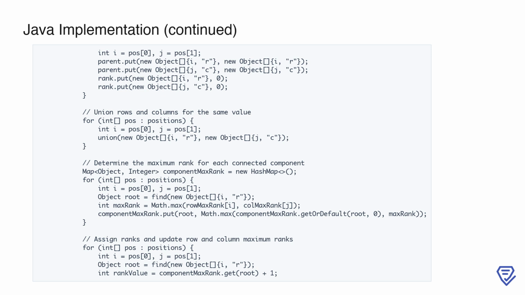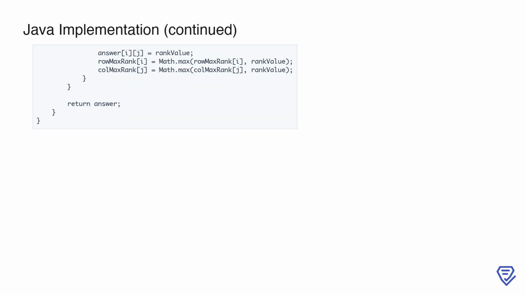These maximum ranks represent the highest rank that can be assigned to any element in the connected component, ensuring that rank assignments are consistent and adhere to the problem's constraints. Finally, we assign ranks to the elements in the current value group and update the maximum row and column ranks accordingly. For each position, we retrieve the root of its connected component using the find method and determine its rank by adding 1 to the maximum rank of the component. This rank is stored in the answer matrix at the corresponding position.